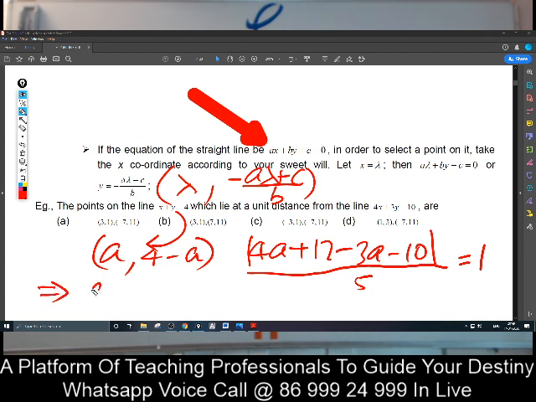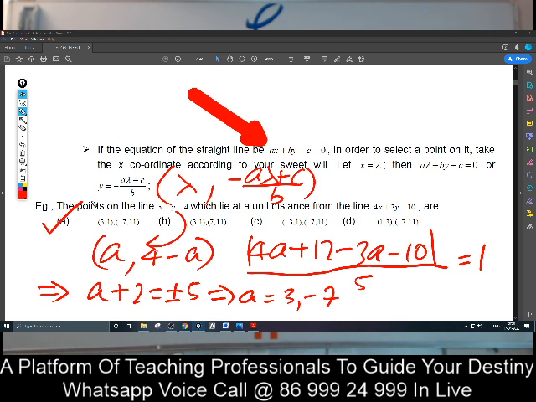4a minus 3a plus 2 is equal to plus or minus 5, because I removed the modulus there. You got a now. a is nothing but 3, and a is nothing but minus 5 minus 2, minus 7. You got 2 values for a. Now substitute here: 3 comma 4 minus 3, that is 3, 1 is 1 point, and the second point is minus 7, and if you substitute, minus 7, 11. So answer is A. 3, 1 and minus 7, 11.